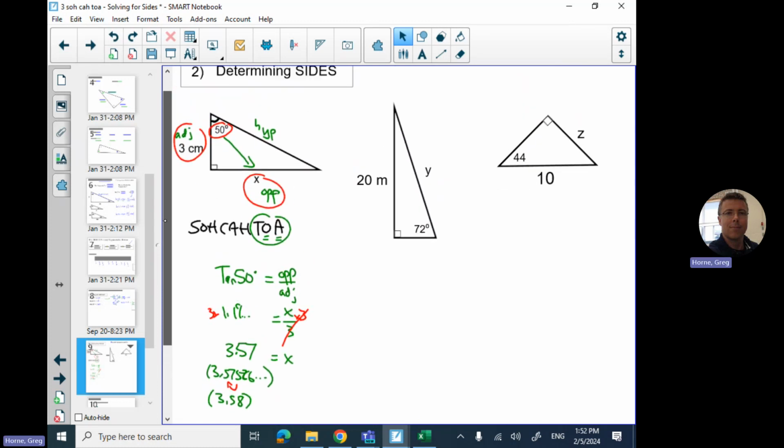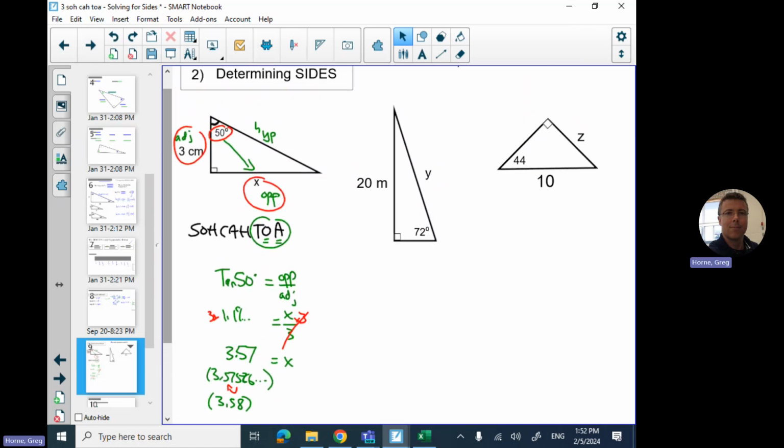So we noticed we have opposite and adjacent sides that we either know or are looking for. We're looking for the X and we know the 3. So the tan ratio is the one. The next one, of course, let's keep going. You can press pause if you need to. It's the beauty of an online video lesson, I suppose.